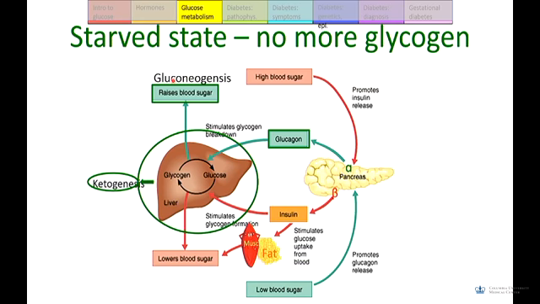In the starved state, when we've completely run out of glycogen, we still have one other trick up our sleeve. The liver can do ketogenesis to create ketone bodies for fuel for your brain and your heart, and you're going to continue with gluconeogenesis to raise blood sugar.